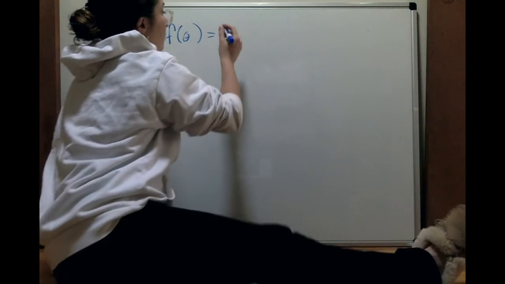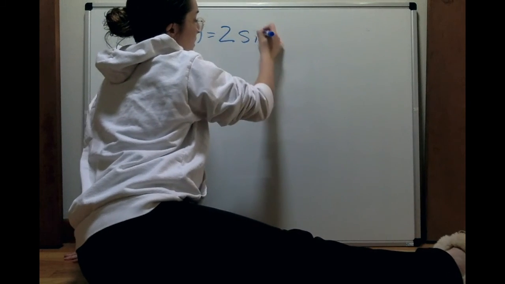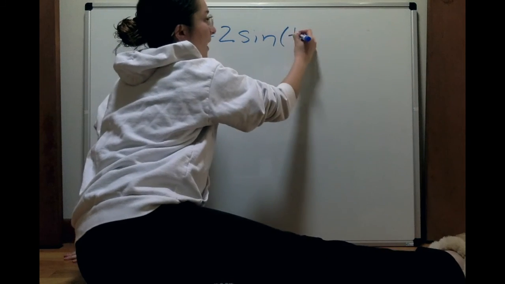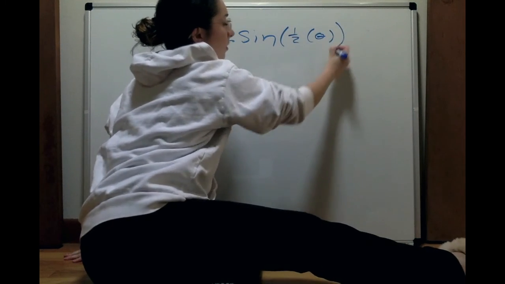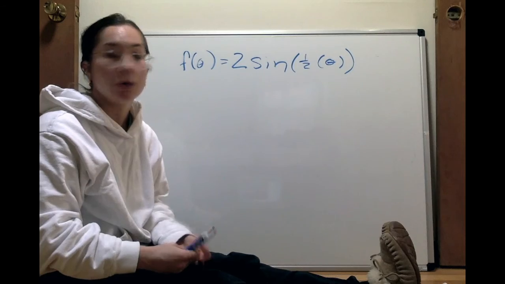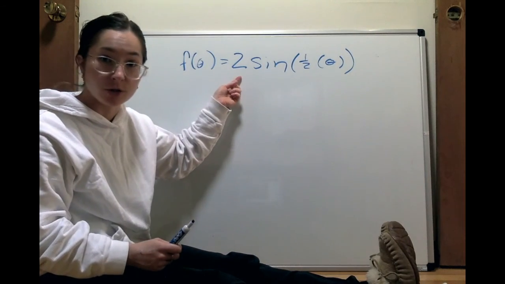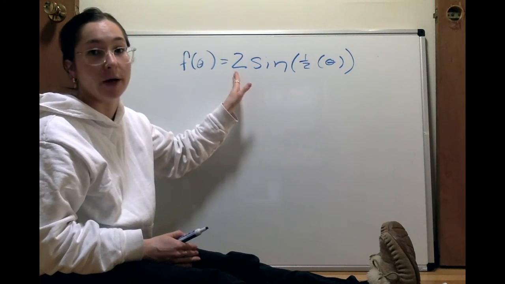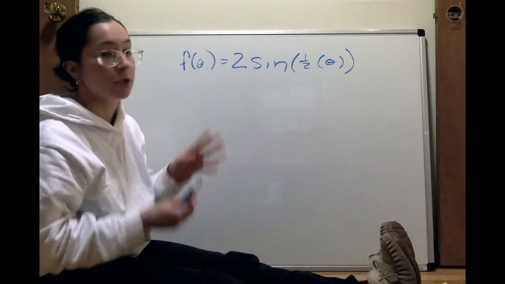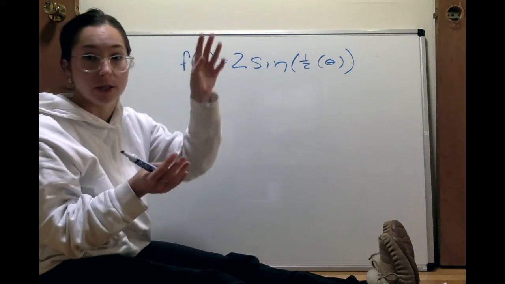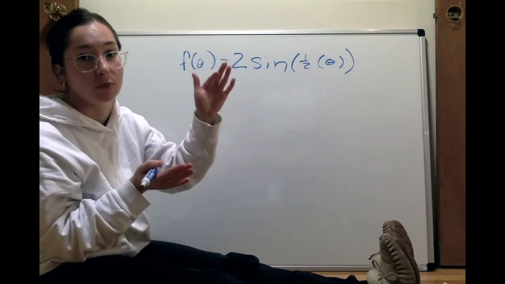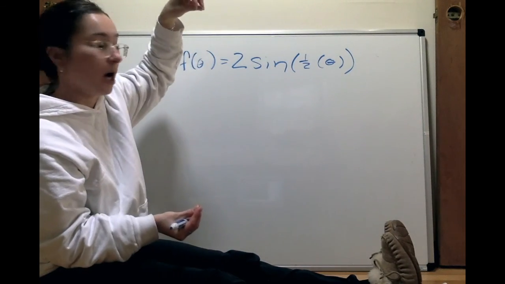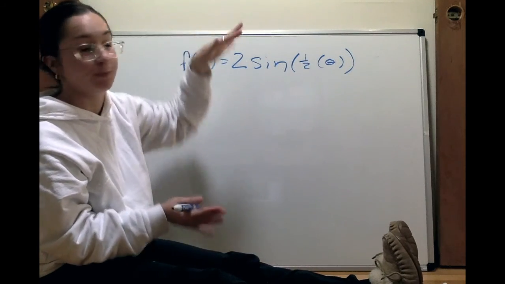Let's do 2 sine of 1/2 of theta. So this 2 in front is going to be a vertical stretch, right? The same way it is for another function if you have a multiplier on the outside of your whole function. So this 2 is going to stretch our sine curve vertically. So instead of going from -1 to +1 as the range, our humps and valleys are going to get stretched, and they're going to go from -2 to +2.